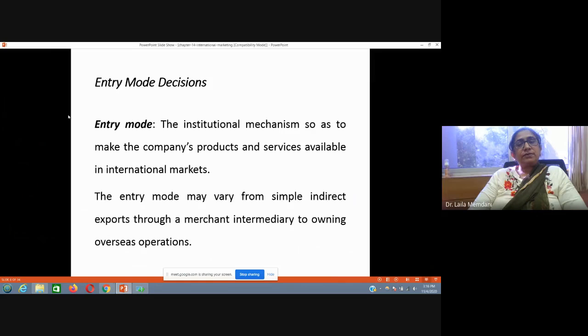Entry mode decisions vary from simple exports through a merchant intermediary to owning overseas operations, like Apple owns its stores across the globe. Then there are franchising and licensing, like McDonald's. So there is a wide range of entry mode options which the firm has. Depending on the firm's capabilities, what it can cater to and what it can do, it has to take a decision. It has to find out the pros and cons of each option.